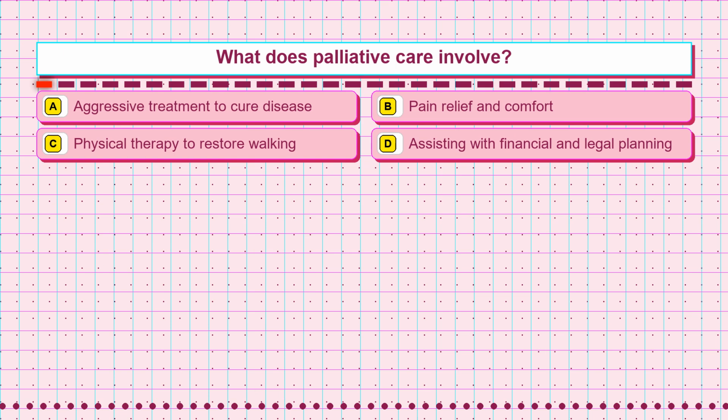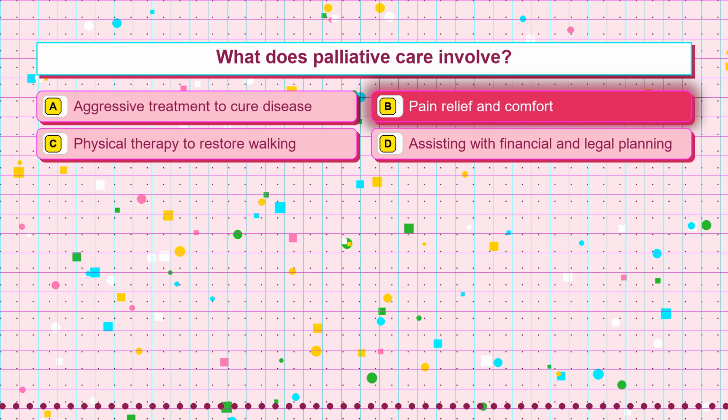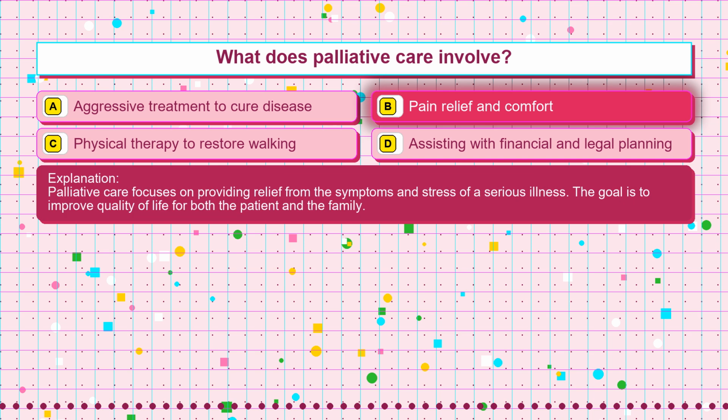Question 20. What does palliative care involve? Option A, aggressive treatment to cure disease. Option B, pain relief and comfort. Option C, physical therapy to restore walking. Option D, assisting with financial and legal planning. The correct answer is option B. Pain relief and comfort. Palliative care focuses on providing relief from the symptoms and stress of a serious illness. The goal is to improve quality of life for both the patient and the family.